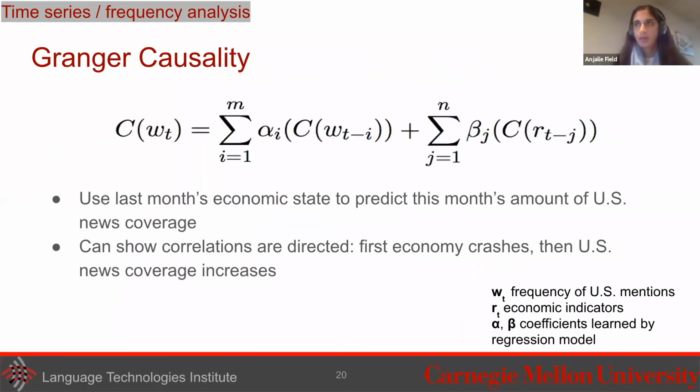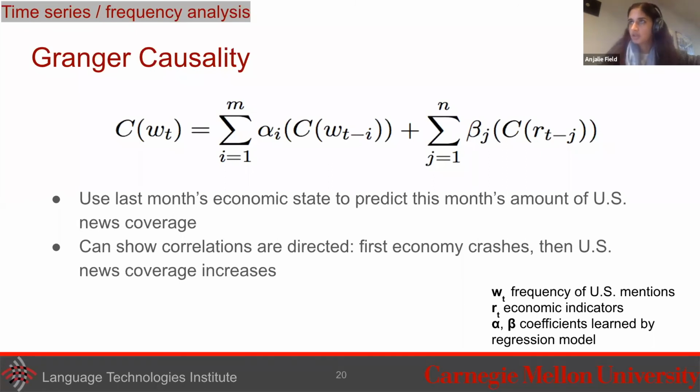And to get a little bit beyond this correlation, what we're actually interested in here is whether we can see some kind of potential causal effect. Like, can we see that as the economy does worse, the US news coverage later does better? So is there a direction to this? First the economy starts going down, and then the amount of US news coverage starts going up. So we want to see if this is a directed correlation.